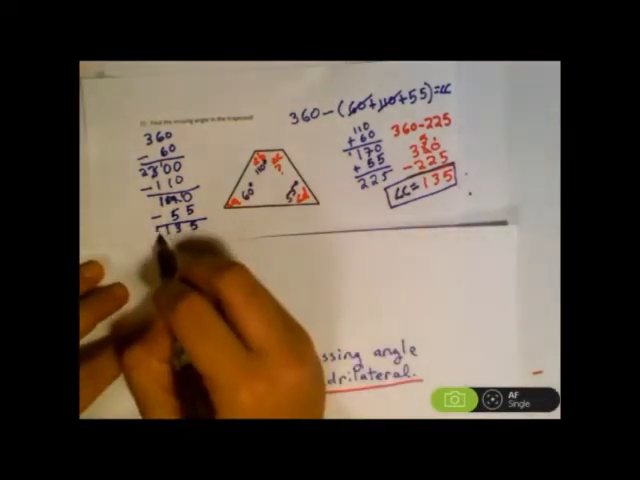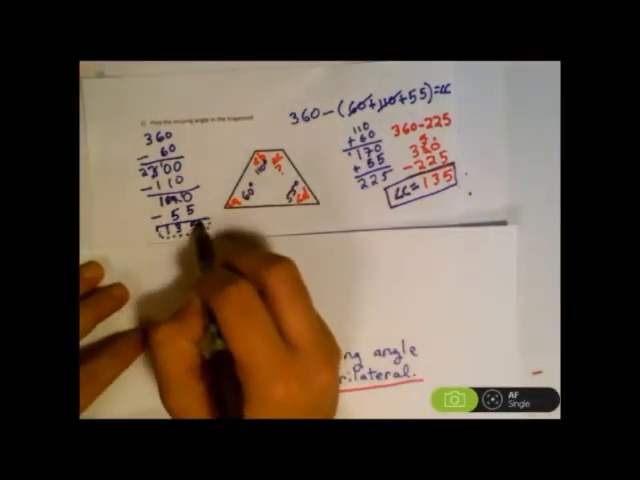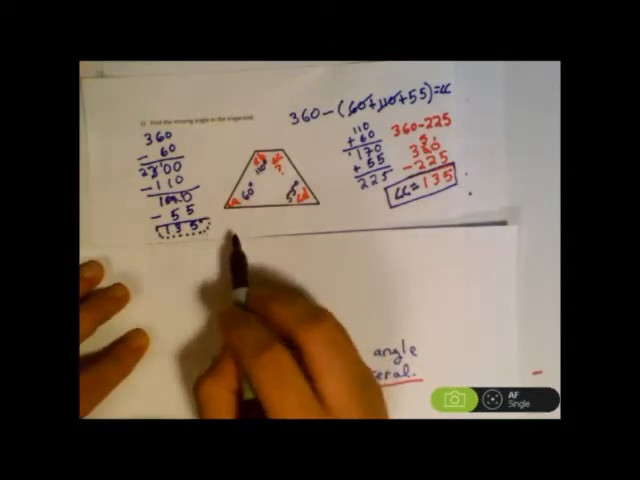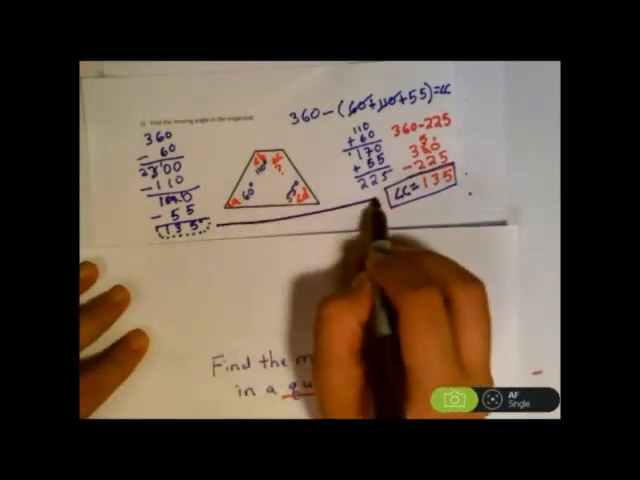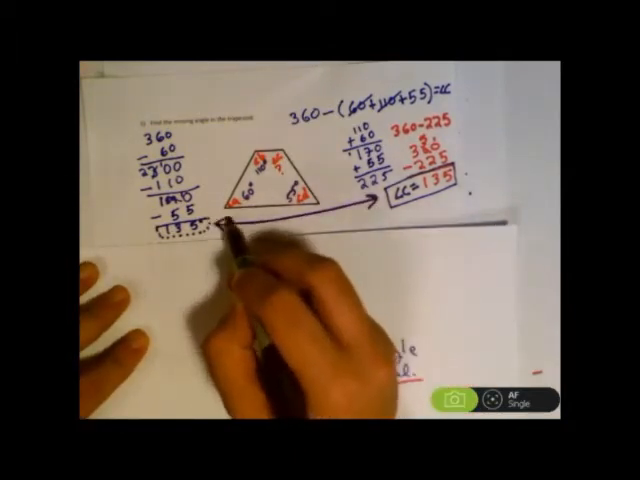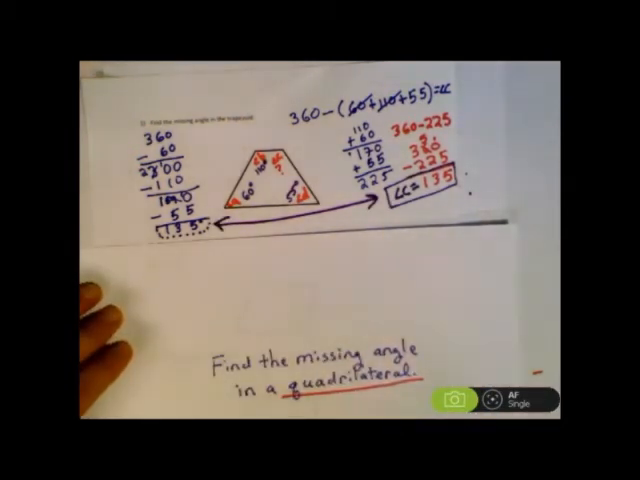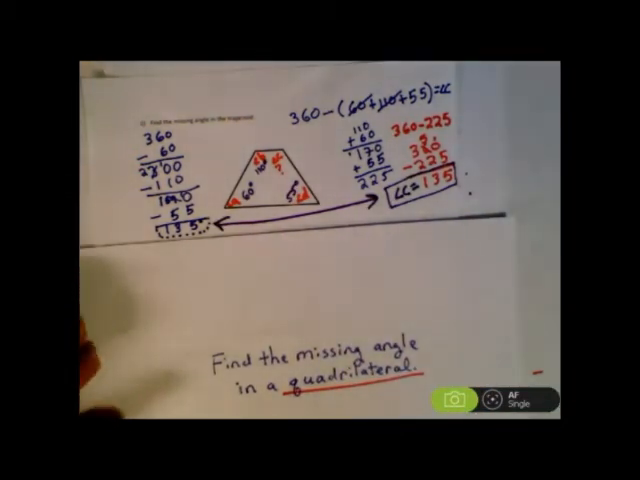We have 135. And then we just go back to degrees. Alright, let's see what we did here. Look, this value is the same as that value. So there were 2 ways of solving for the missing angle. We can do this with any type of quadrilateral.